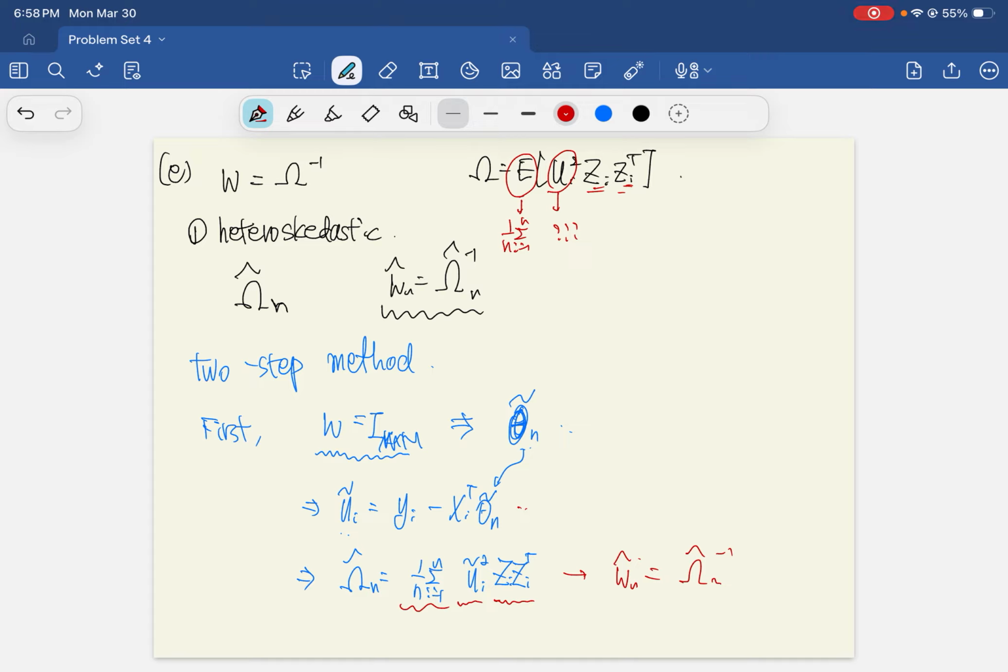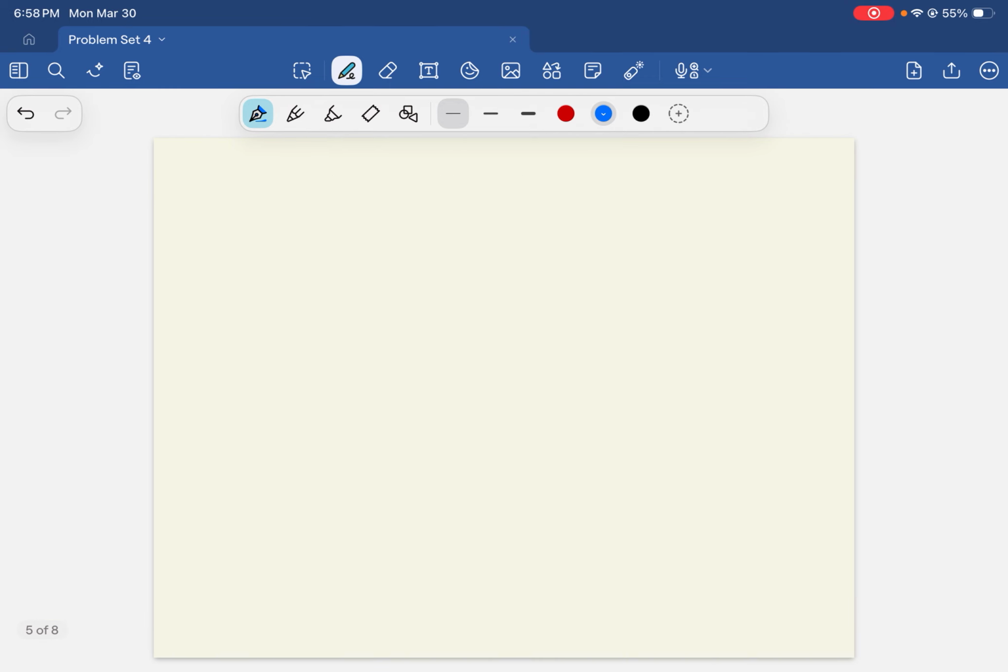Okay, so this is the first step, and then the second step is using this as weight, and recalculate the minimization, and then you are going to obtain the efficient estimator. Okay, that is the heteroscedastic case.